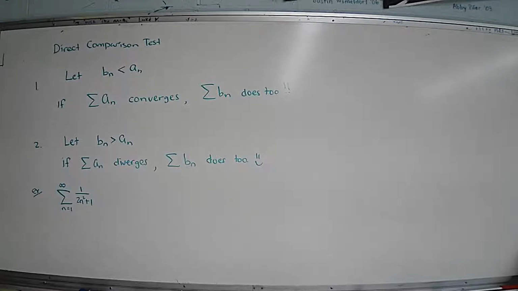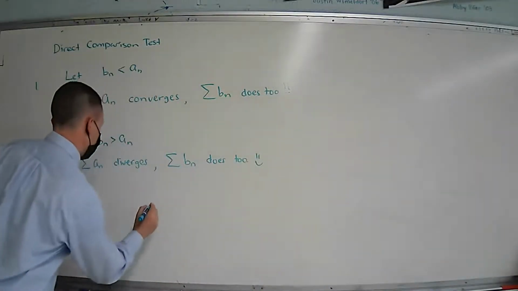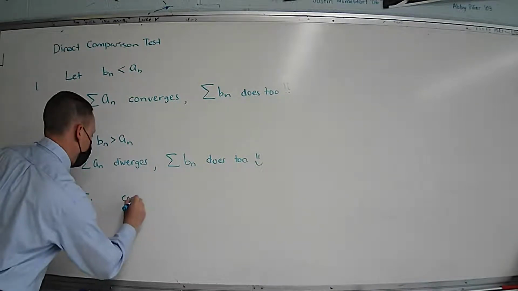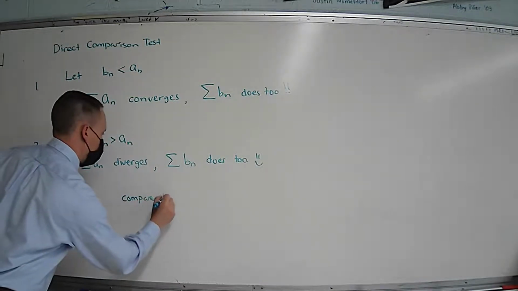So where you start with this is you sort of start with, what does this kind of look like? It looks like a p-series, right? So which p-series does it kind of look like? 1 over n squared. So let's compare this with 1 over n squared. So now I'll go ahead and write this. We won't write this every time.